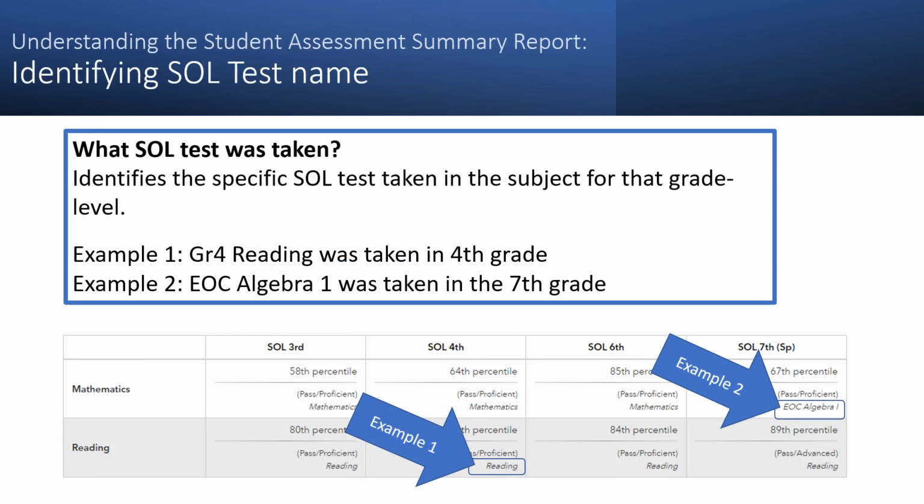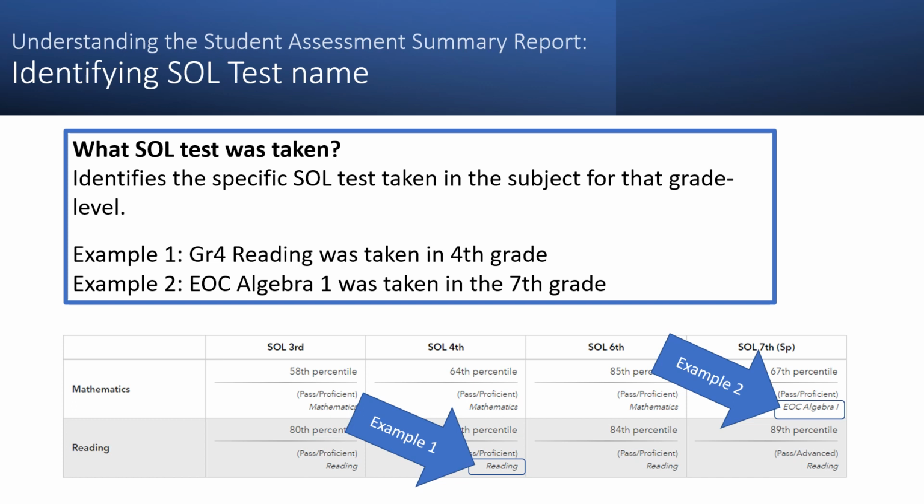The last piece of information to make sure you understand what you are looking at on the chart and within the line graph is to identify what is the specific test that was taken during the school year. For the examples that are on the screen, during the fourth grade, you can see that it says reading in the reading row. That means the student took the reading fourth grade SOL within that year.